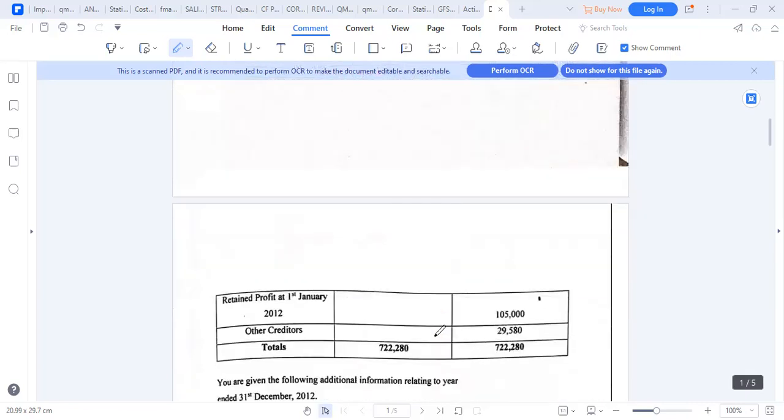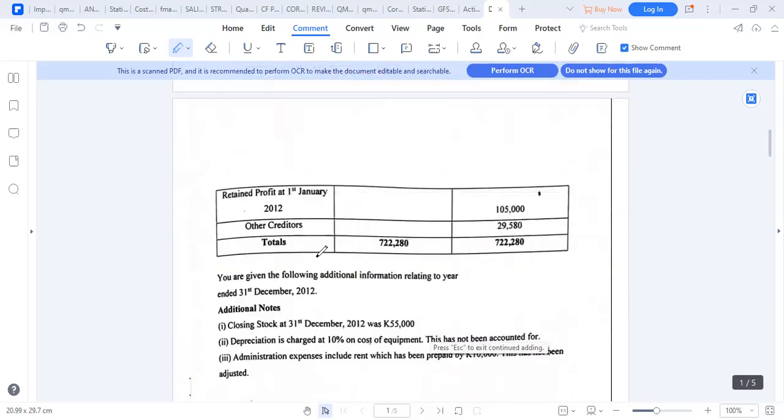Now, getting to the retained earnings, this is more like internal equity. Retained profit is profit that came from the previous accounting period. So we had 105,000. And then other creditors; all these are what we call liabilities.